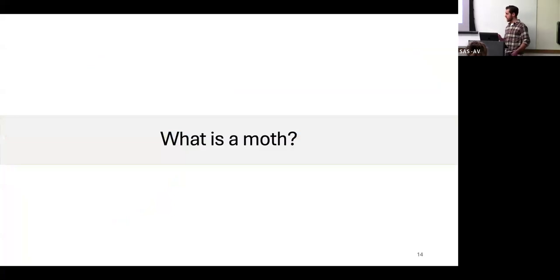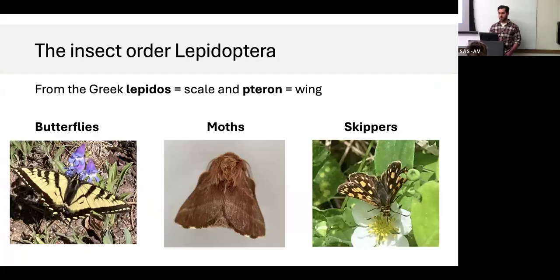All right, so I'm going to start really simply here. What is a moth? And this sounds like a simple question, but it's actually not as straightforward as you may think. So moths belong to the insect order Lepidoptera, and this includes not just moths, but also butterflies and skippers. And this word Lepidoptera comes from the Greek lepidos, meaning scale, and pteron, meaning wing.